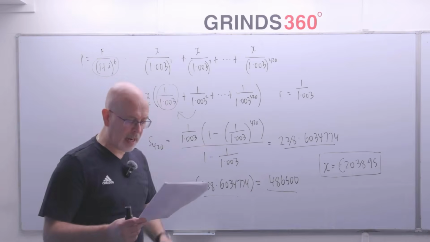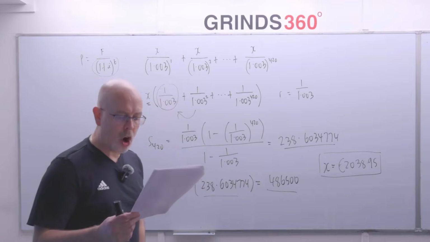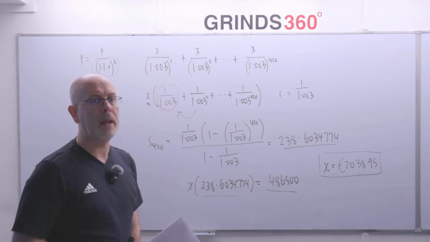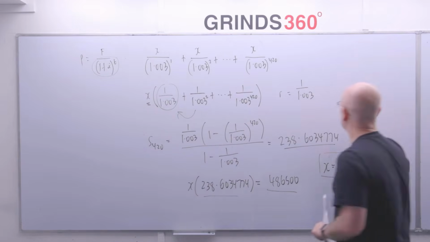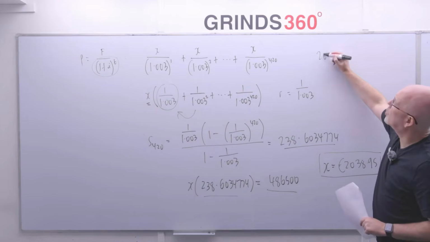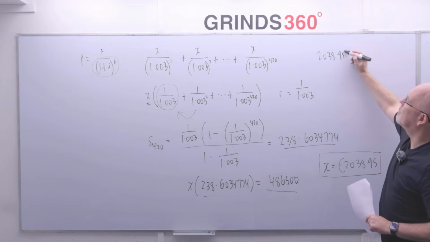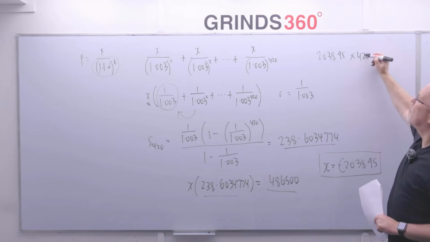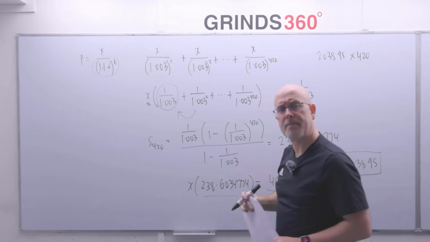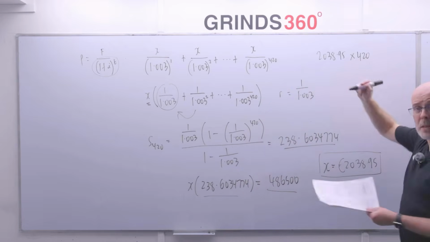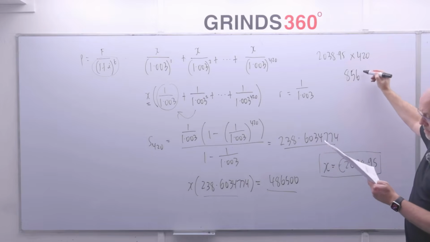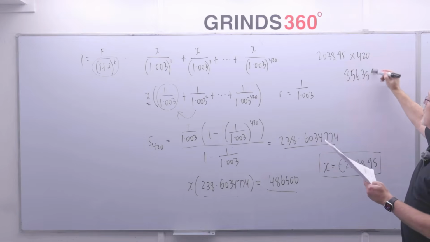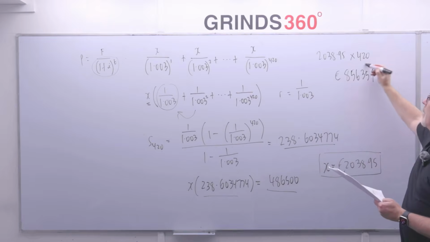Part 4 then says, find the total amount repaid by Emily over the lifetime of the mortgage. So remember, what has she done here? She's agreed to pay this much money, 2038.95 every month for 420 months. So if you multiply those together, that's how much she's going to pay back altogether. And that comes out at 856,359. So if you're wondering how banks make their money, look at that.